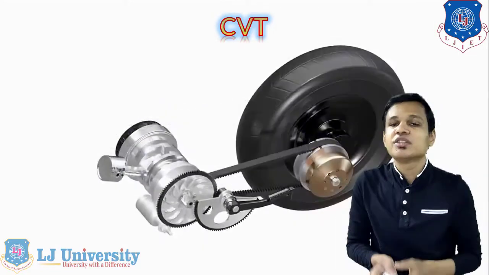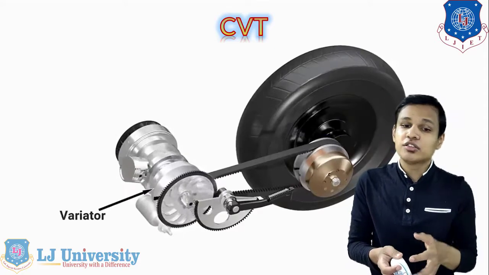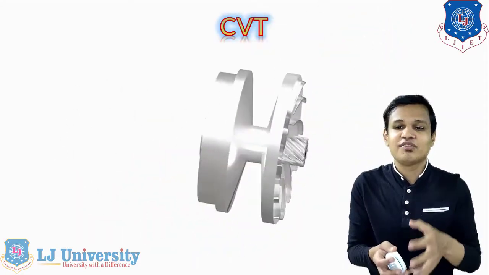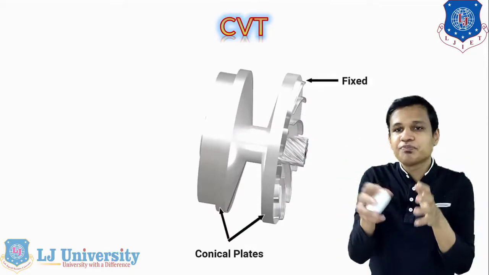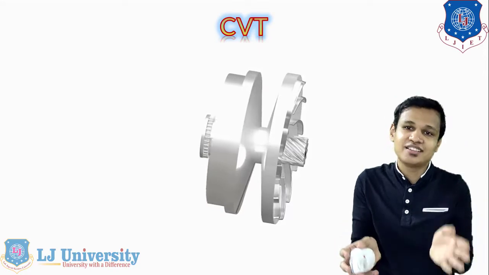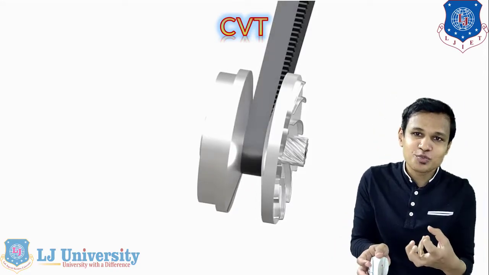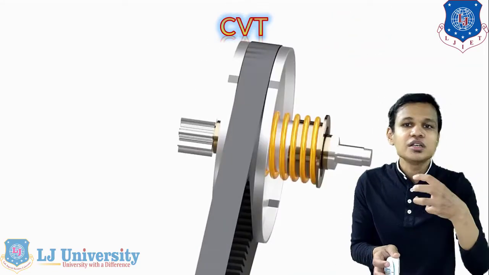How the diameter of the pulleys changes can be seen, and the mechanism will also be given. You can see that the variator is connected with the pulleys. The conical shape is given in the pulley. One end of the pulley is fixed and the second end is a moving end, in which a variator is provided which works on the speed of the vehicle.